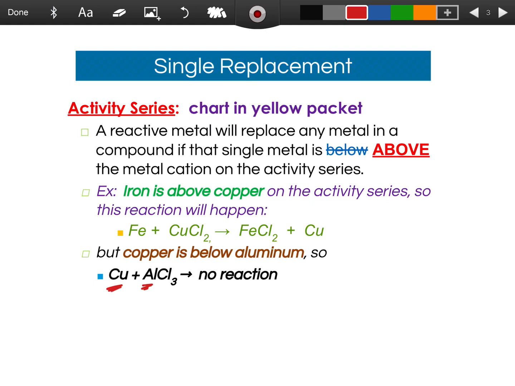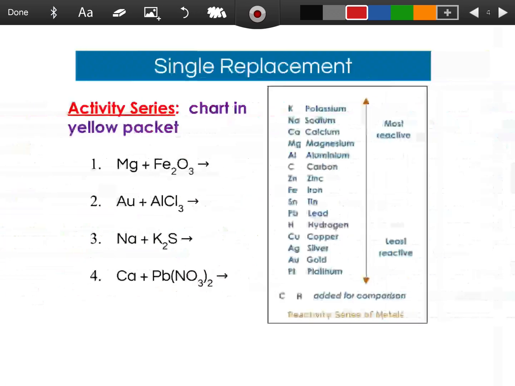So if you find copper on the activity series and you find aluminum, you will notice that our single element, copper, is not above aluminum. So copper is not strong enough to kick aluminum out of the way. So literally nothing will happen. You will have no reaction. If there is no reaction, then you don't have to write the products because the reaction won't form any products. So then you would only write no reaction.